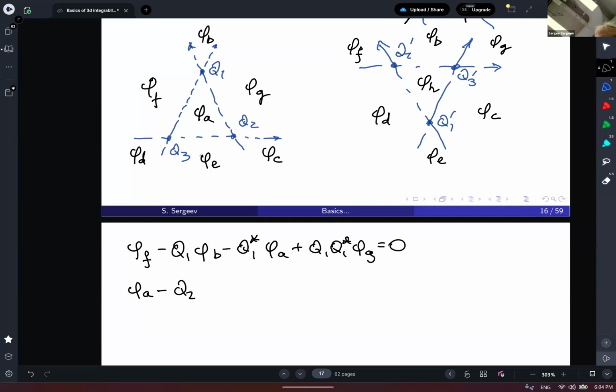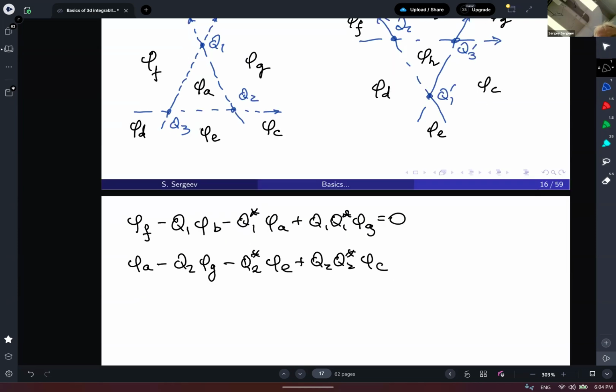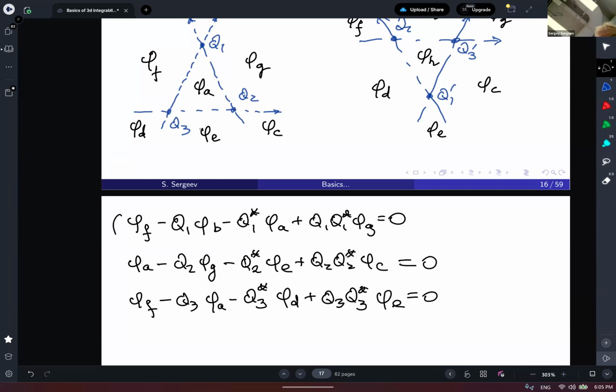The second one is phi A minus Q2 phi G minus Q2 star phi E plus Q2 star phi C. And the third one is phi F minus Q3 phi A minus Q3 star phi D plus Q3 star phi E equals 0. So that is the set of linear relations for the left-hand side.